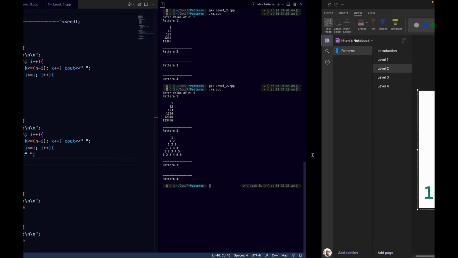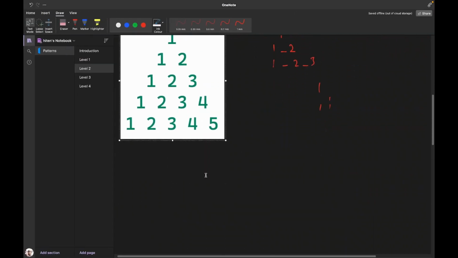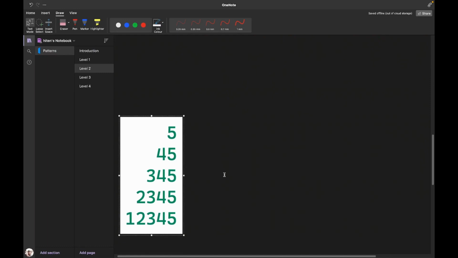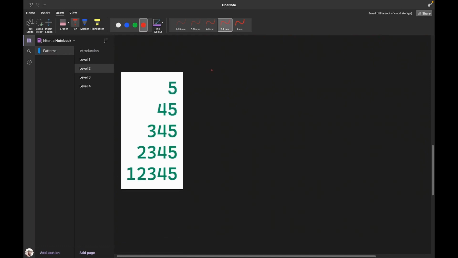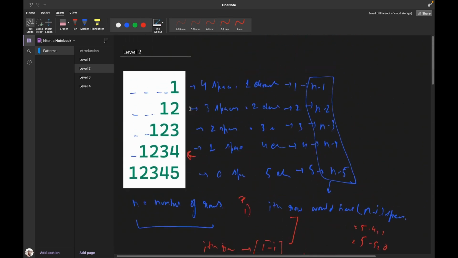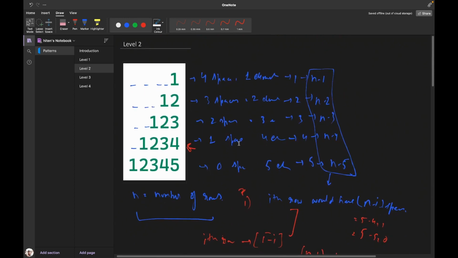Let us discuss the next pattern, which is this one. The first step was finding the relation between the number of spaces and the row. We did it earlier, and it turned out that the ith row would have n minus i spaces, right? We did it while solving pattern 1 of level 2.